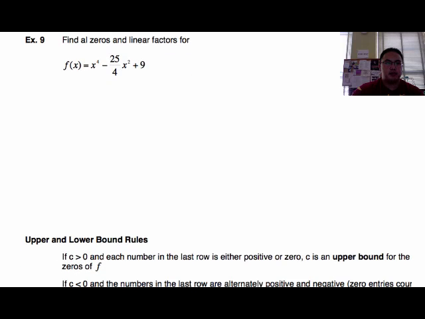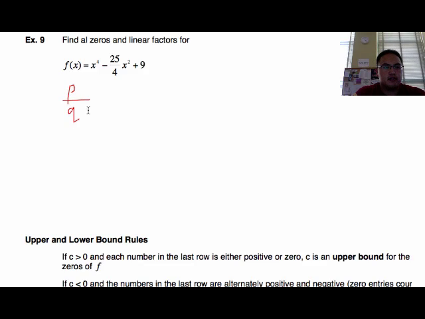Let's try another example. It says find all zeros and linear factors of this problem. And you already know you don't like it because there's a fraction here. Okay. So let's do P over Q again, where P is all the factors of the last term. What are all the factors of 9? What are the things that multiply to give me 9? Well, there's 1 and 9, 3 times 3, and those are all the factors of 9.